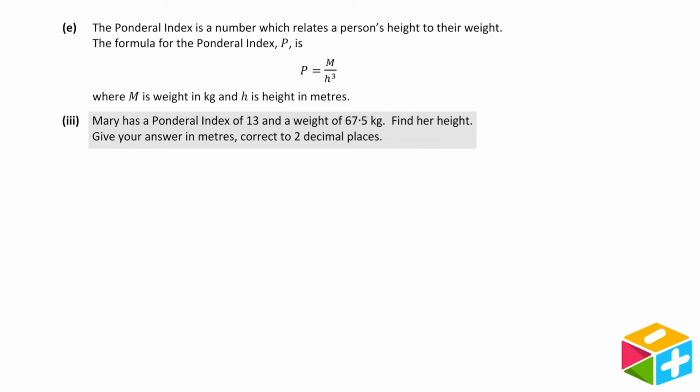Mary has a ponderal index of 13 and a weight of 67.5 kg. Find her height. Give your answer in meters, correct to 2 decimal places. In this question, m represents the weight measured in kg. We are told that Mary's weight is 67.5 kg. So here, m is equal to 67.5.